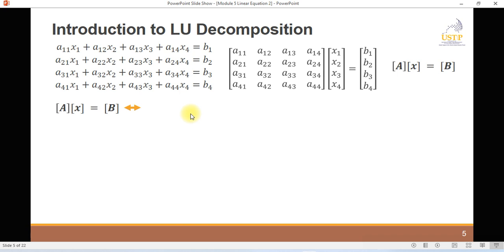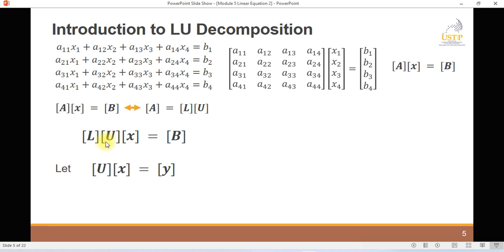From AX is equal to B, we will decompose A as LU, and then just substitute LU for A. So the matrix equation will become LUX is equal to B. Then we will let this part, UX, be Y. Substituting Y for UX, we get LY is equal to B. We will just focus on these two matrix equations in solving for the unknowns in a linear system.